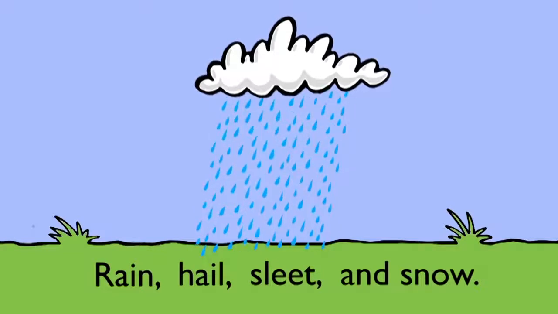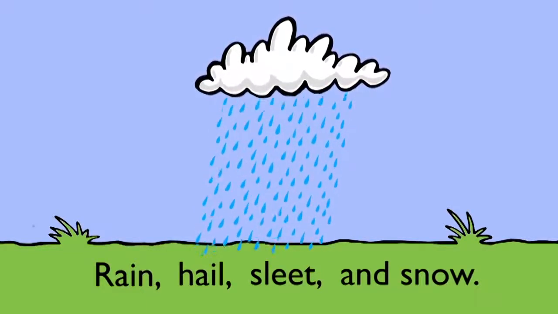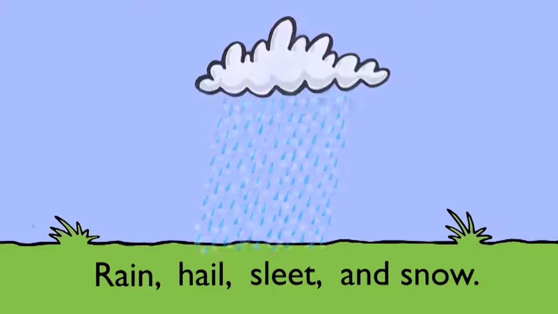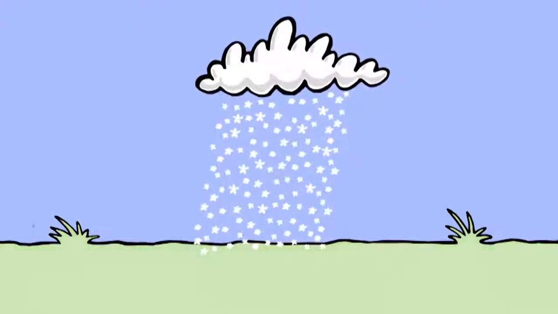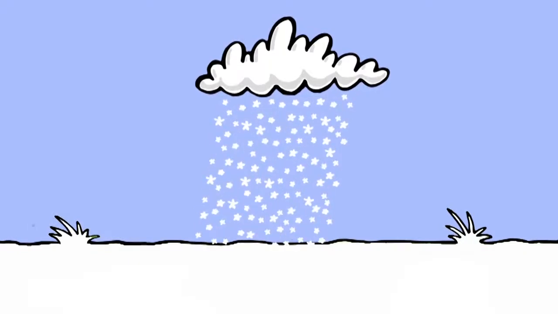For those of you who live in warmer climates, hail is condensed irregular ice crystals. Sleet is a term used to describe a mixture of snow and rain. Finally, snow is a form of crystallized water.